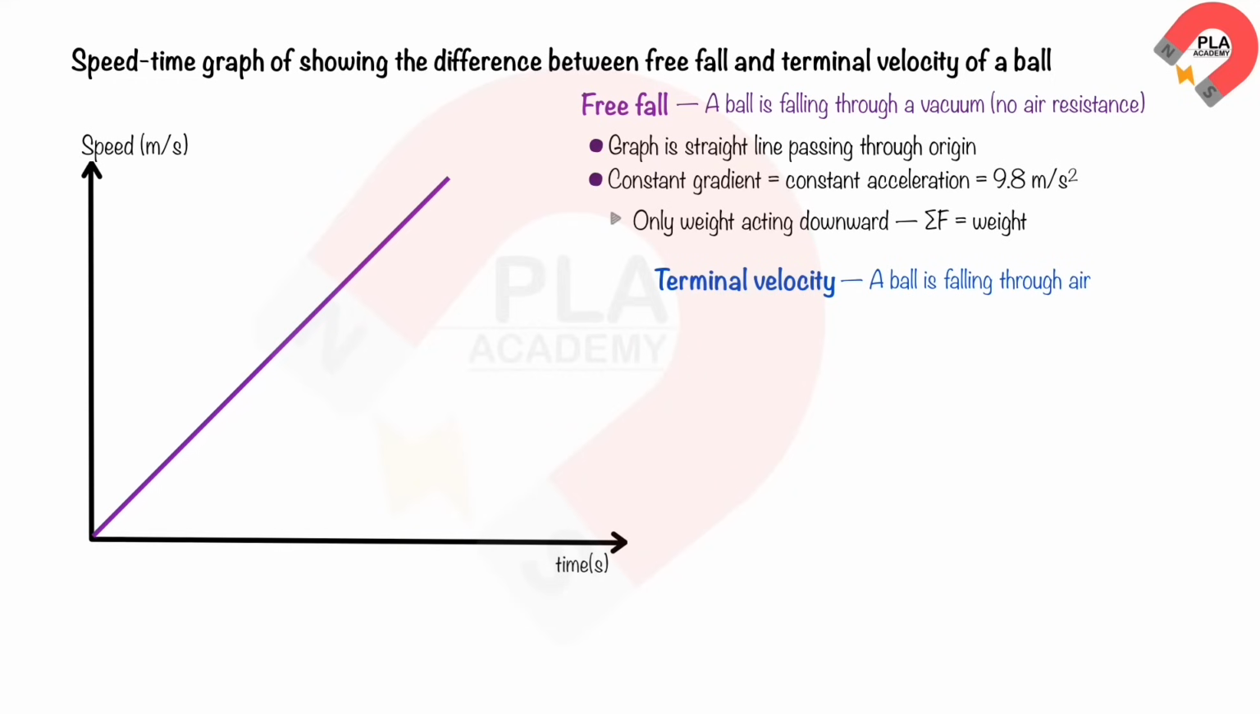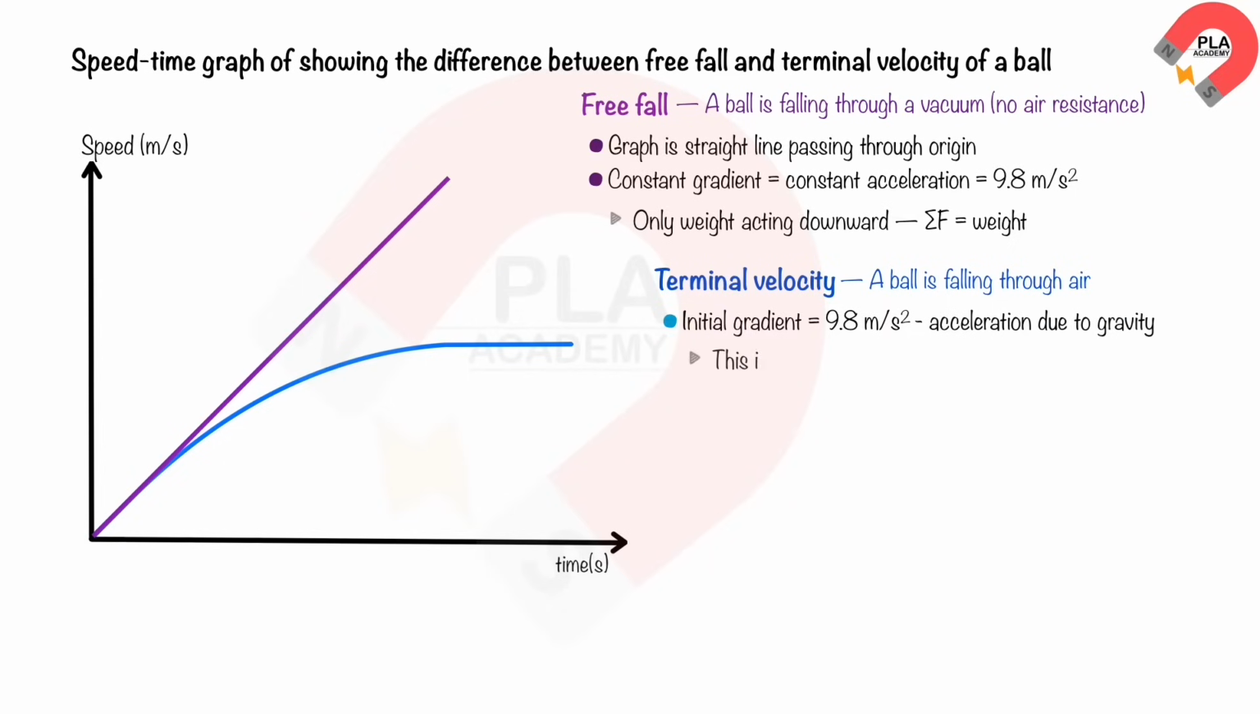When a ball falls through air, there is air resistance acting on it. The speed-time graph of this scenario is a curve with a decreasing gradient that eventually becomes horizontal. The initial gradient is around 9.8 meters per second squared, which represents the ball's acceleration due to gravity. This is because at the beginning, the only force acting on the ball is its weight acting downwards, making the weight the initial resultant force.